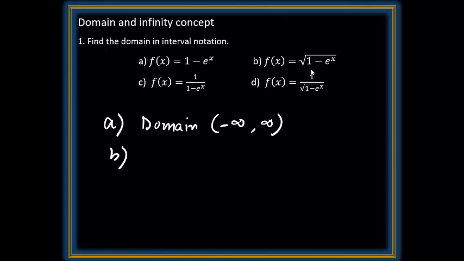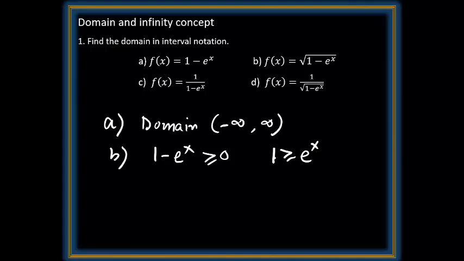If you look at the next example, you have a square root. So we know that the argument inside the square root must be non-negative. That means 1 minus e to the x must be greater than or equal to 0. So now you need to find what happens to x. First of all, you see 1 is greater than or equal to e to the x. So this is the exponential form. Now you can convert this one to logarithmic form.